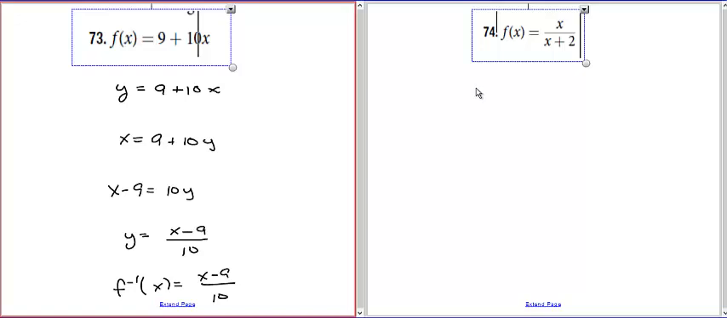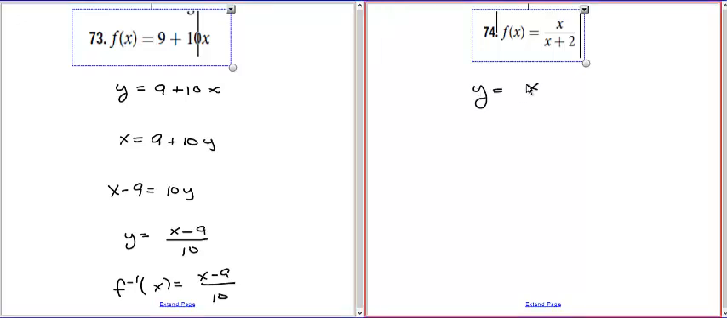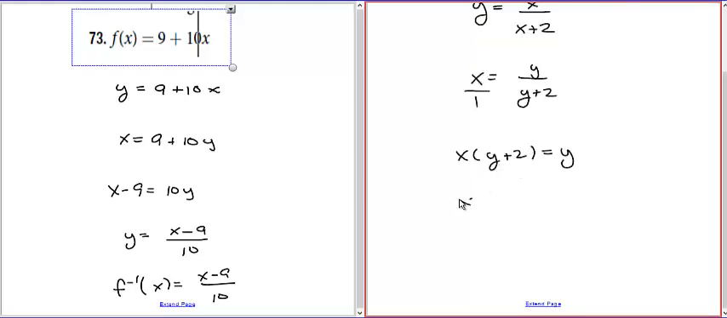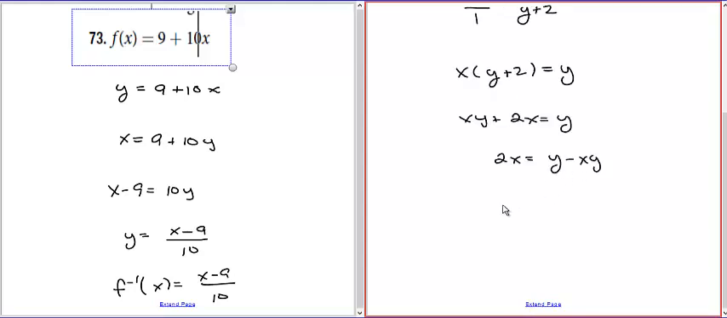Now over here, do the same thing. So you change f of x to y. Then we switch, y becomes x and x becomes y. Now we got to solve for y. So the best thing to do would be to just make that into a fraction and cross multiply. So you'd have x times y plus 2 is equal to y. So then you multiply it out. Xy plus 2x equals y. And you move all the terms involving y to the other side. So you get 2x is equal to y minus xy. And then you'd factor out the y.